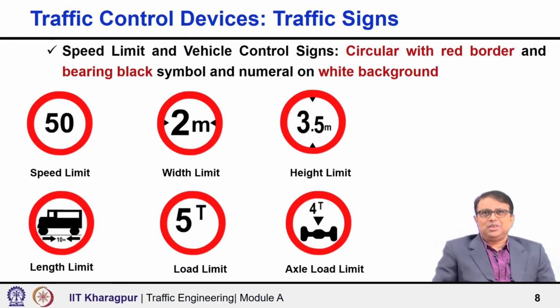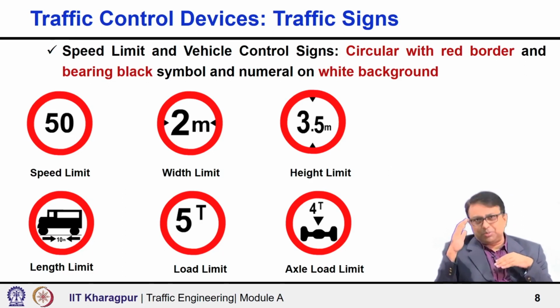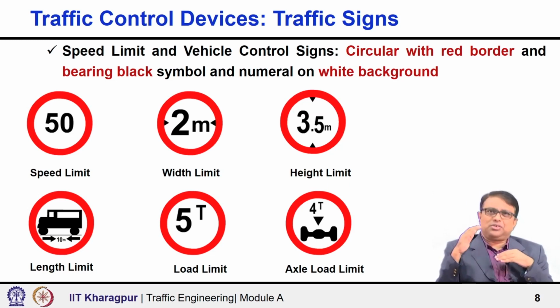width limit, that vehicles which are wider than this are not allowed to use this stretch. Similarly, if there is any height restriction, it is said that this much height, maximum 3.5 meter height is allowed, not beyond that. Okay. So, there are so many other signs which are related to speed limit and vehicle controls, those are also given in the IRC code. Here I have mentioned a few.